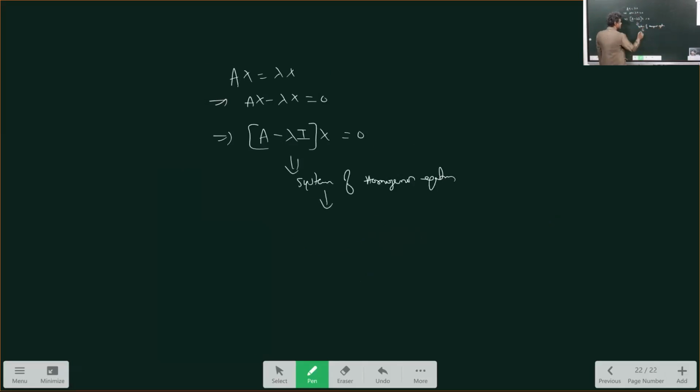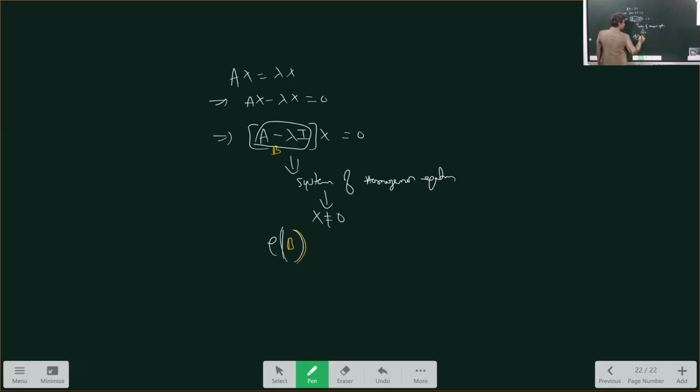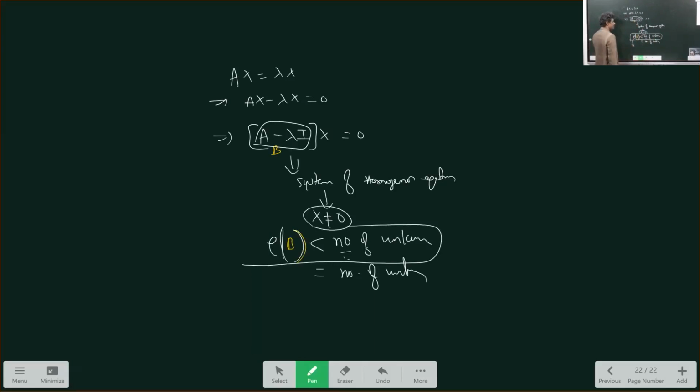Now we are trying to get x non-zero. When I am talking about x non-zero, let us say this matrix is B. Now the rank of B should be less than the number of unknowns. Because I should get a non-zero vector. If the rank is equal to the number of unknowns, there exists a unique solution, which would be the zero solution. But I am talking about a non-zero solution, so certainly the rank will be less than n. Then the vector which satisfies this equation is called the eigenvector.